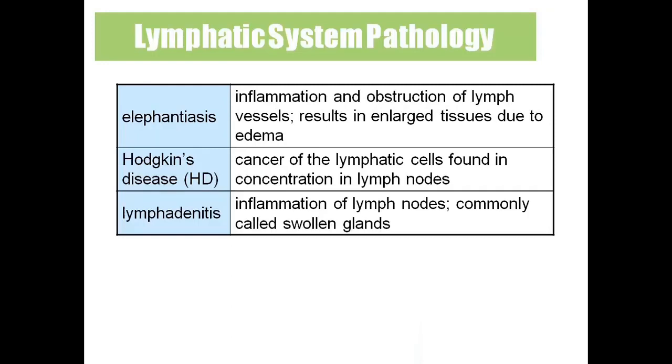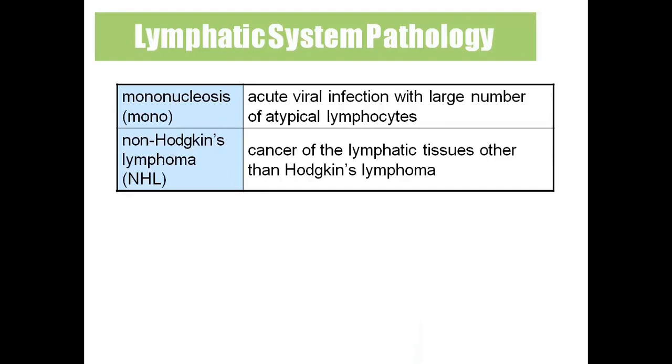And elephantiasis, which we also call lymphedema. This is due to inflammation and obstruction of lymphatic vessels. And Hodgkin's disease, cancer of the lymphatic cells, which is concentrated mainly in the lymph nodes. Lymphadenitis, inflammation of lymph nodes, we also call swollen glands. And mononucleosis, which is a viral infection which affects the lymphocytes. Non-Hodgkin's lymphoma, other than Hodgkin's lymphoma, is cancer of the lymphatic tissue.